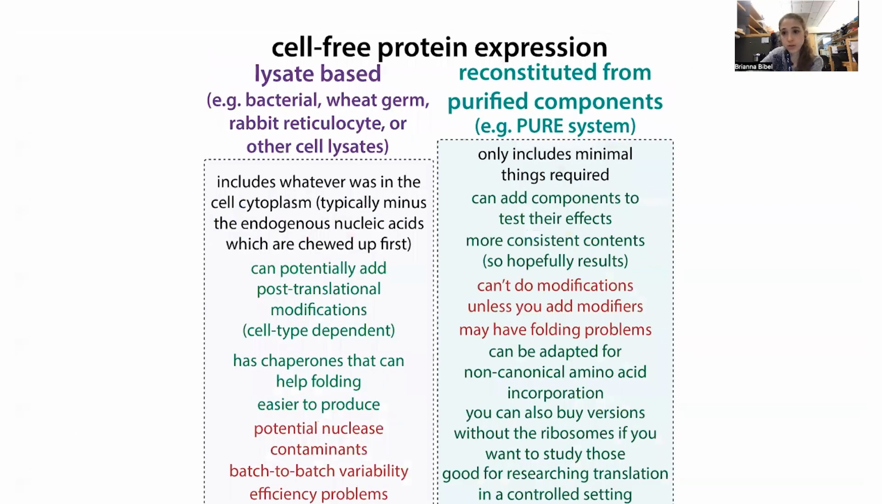So later we'll get more into a practical example of this, something that I've been thinking about a lot: cell-free protein expression. So making protein outside of cells, and this can be done either reconstituted from purified components, like this pure system, or in a lysate-based system.